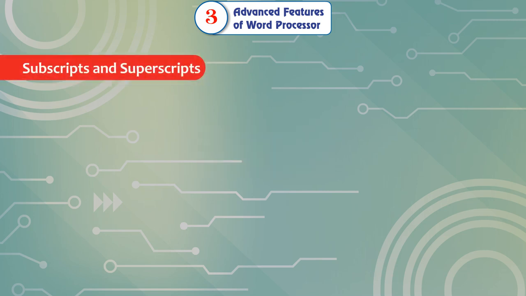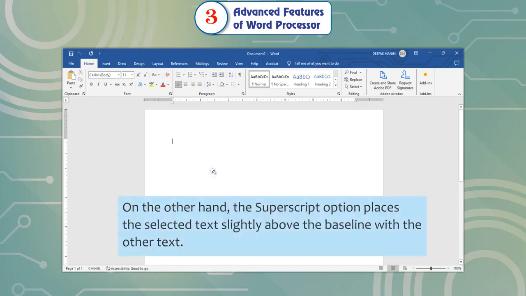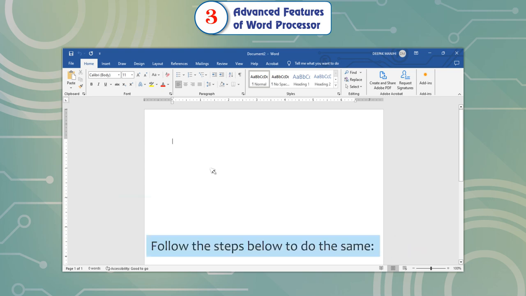Subscripts and superscripts. These two options, that is subscript and superscript in MS Word, enable the user to write the text in a different form. The subscript option helps to write the text slightly below the baseline with the other text. On the other hand, the superscript option places the selected text slightly above the baseline with the other text. Follow the steps below to do the same.